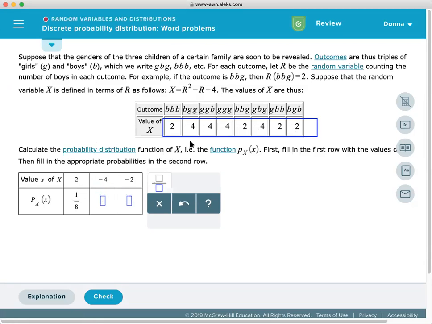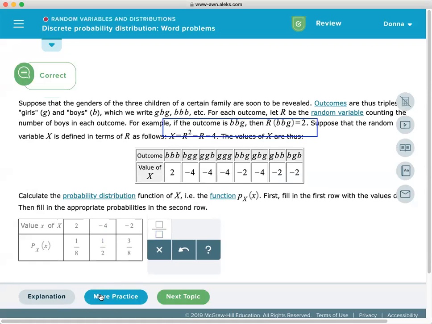The negative 4 occurs 1, 2, 3, 4, so 4 out of 8, which would be 1/2. And then the negative 2 occurs 1, 2, 3, which is 3/8. And we can also see that when we add these up, 3/8 and 1/8 is 4/8, which is 1/2, plus 1/2 is 1. So all those probabilities should sum to 1. Let's check our answer. All right, it's correct. Let's do one more.